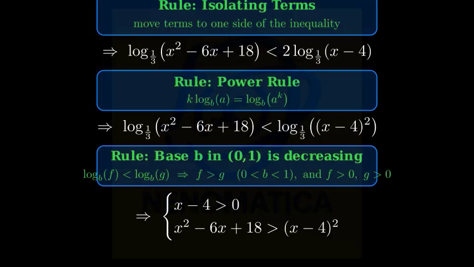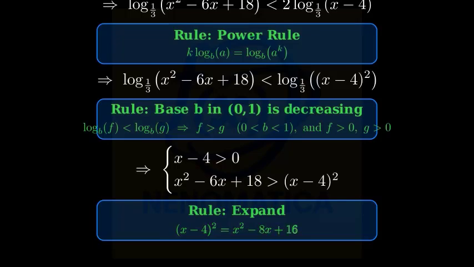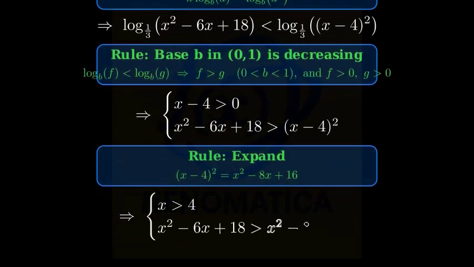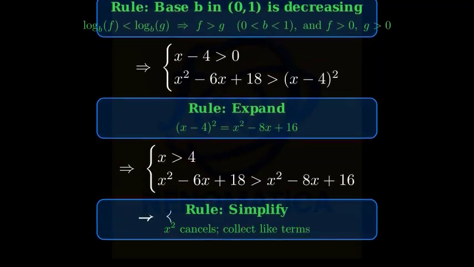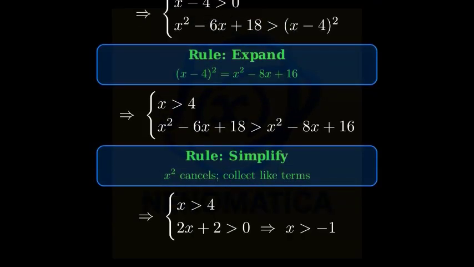Next, expand and simplify the quadratic comparison. The square of x minus 4 is x squared minus 8x plus 16. Substituting gives the system x greater than 4, and x squared minus 6x plus 18 greater than x squared minus 8x plus 16. Now cancel x squared from both sides and solve the linear inequality. Bring like terms together. We get 2x plus 2 greater than 0, which means x is greater than -1.